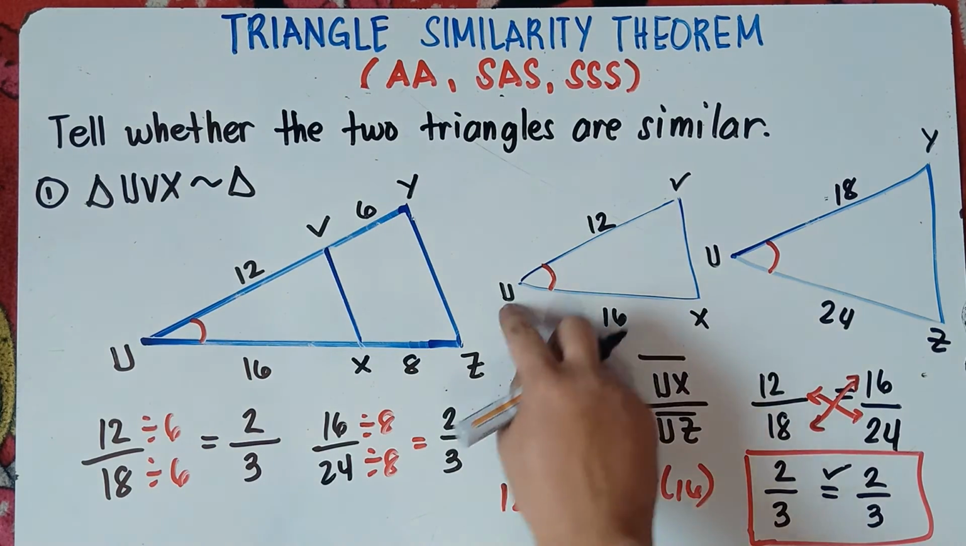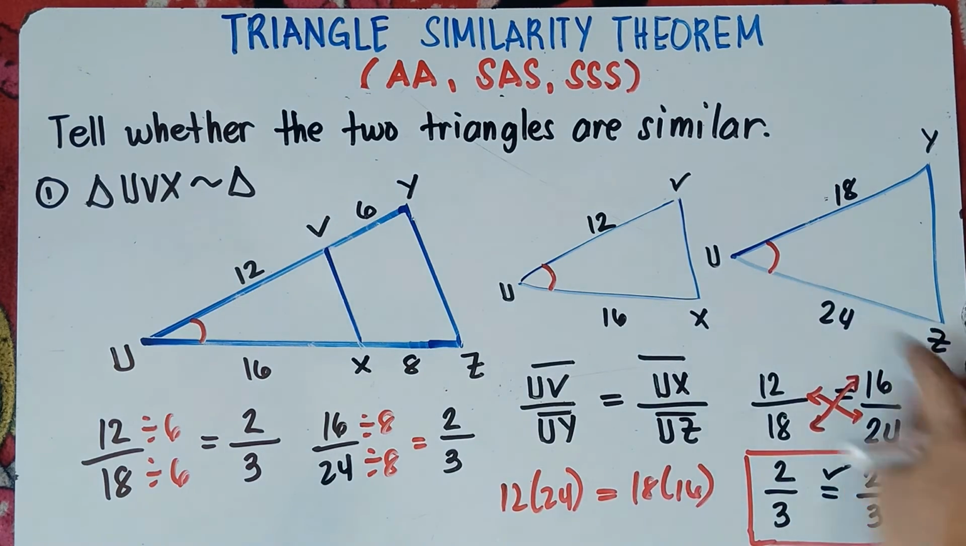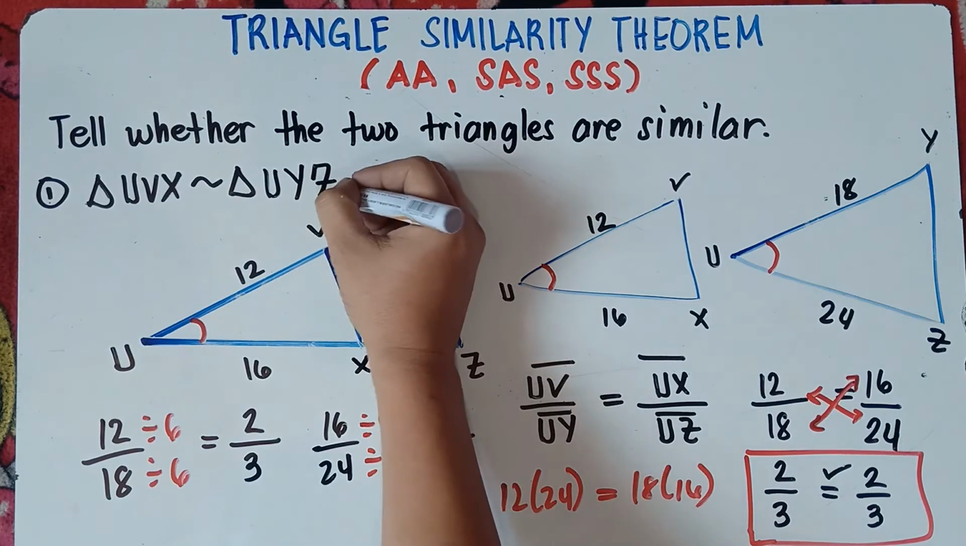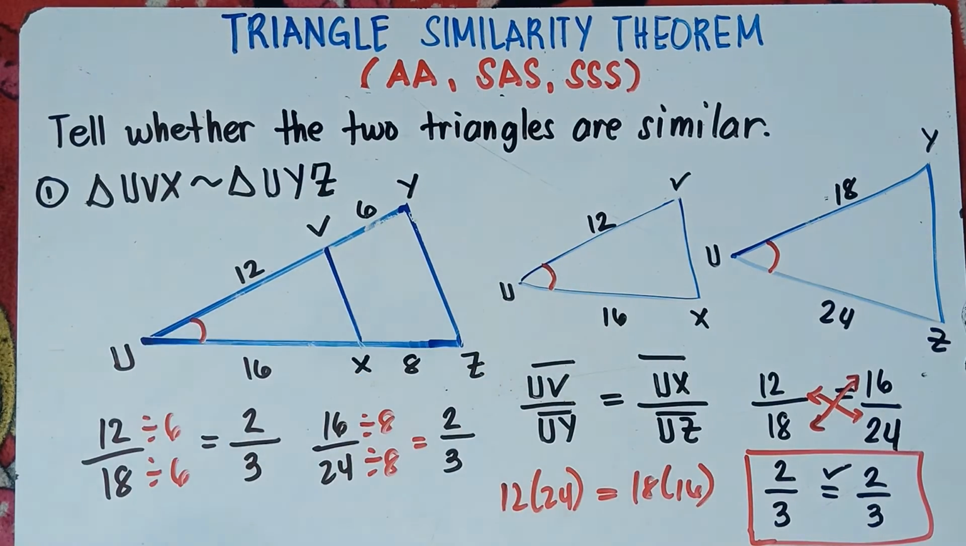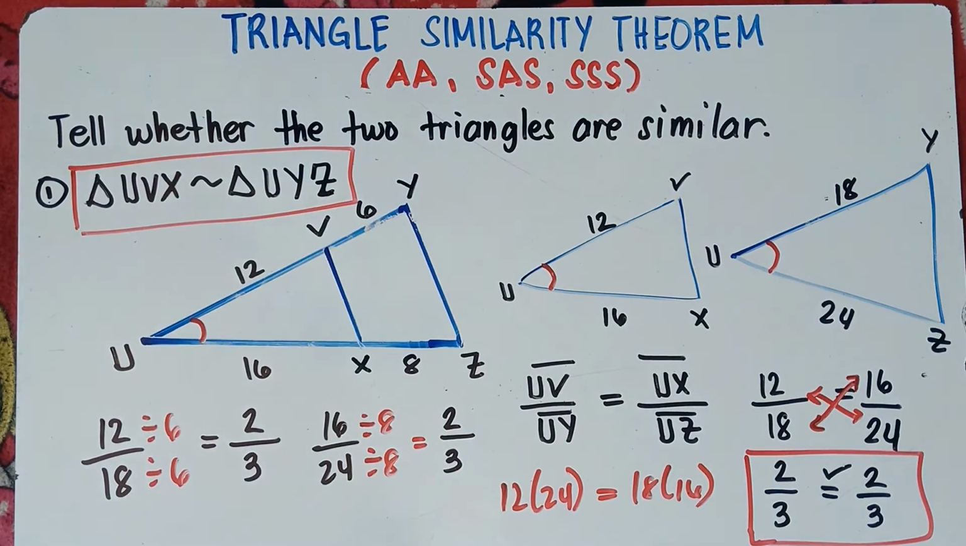So you read this one UVX, so you will also read this one UYZ. So UYZ. Be careful, class, in reading the triangles. That's it, class. This is the answer for number 1 example.